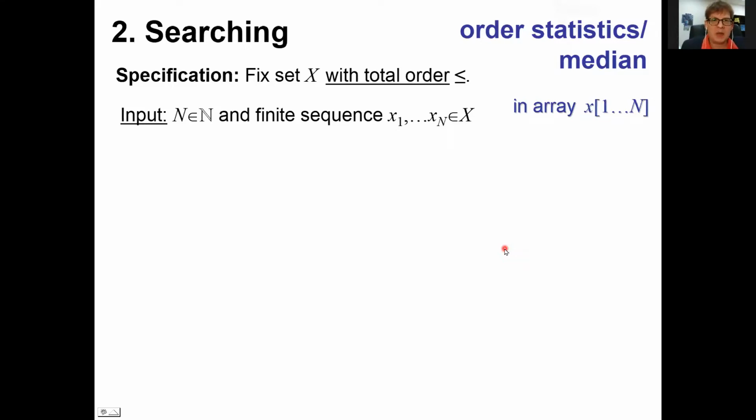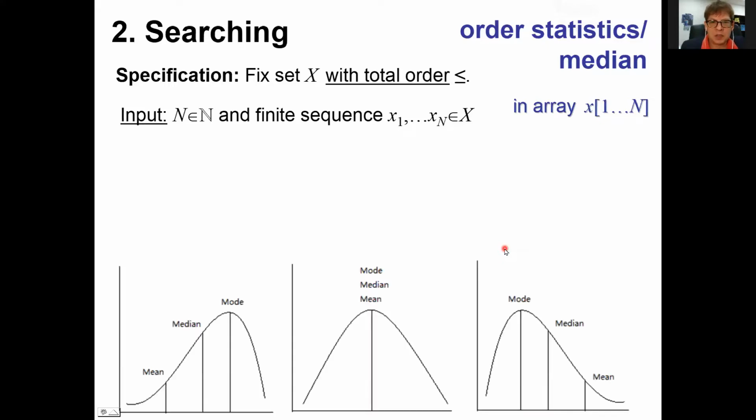So what is median about? The median is an element which has half the elements smaller and half the elements larger. Here you see an illustration, and in particular, the difference between median and mean. In a symmetric distribution, median is the same as mean. There's a third element, which is mode, that I'm going to mention in a minute. So here, median is equal to mean. But here in this example, the median is larger than the mean.